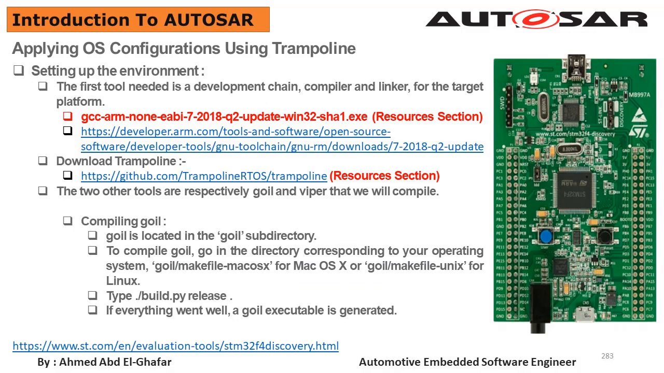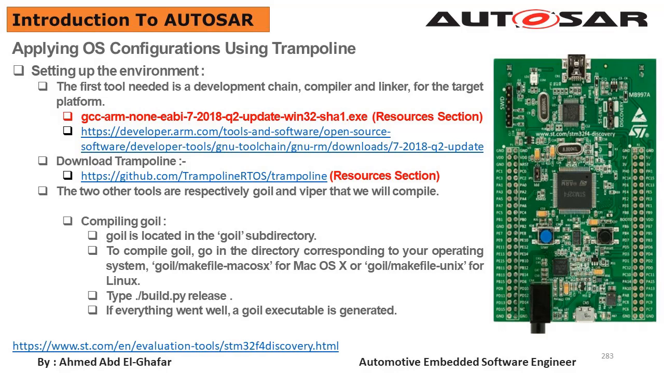Okay, but before compiling and running our first application, a few tools are required. The first tool needed is a development chain, compiler, and linker for the target platform. In our case, we will apply it on the ARM Cortex M4 processor, especially the STM32F407 Discovery board. You can download the ARM toolchain from its website, or you can download it from the resources section of our course. The two other tools are GOIL and Viper that we will combine.